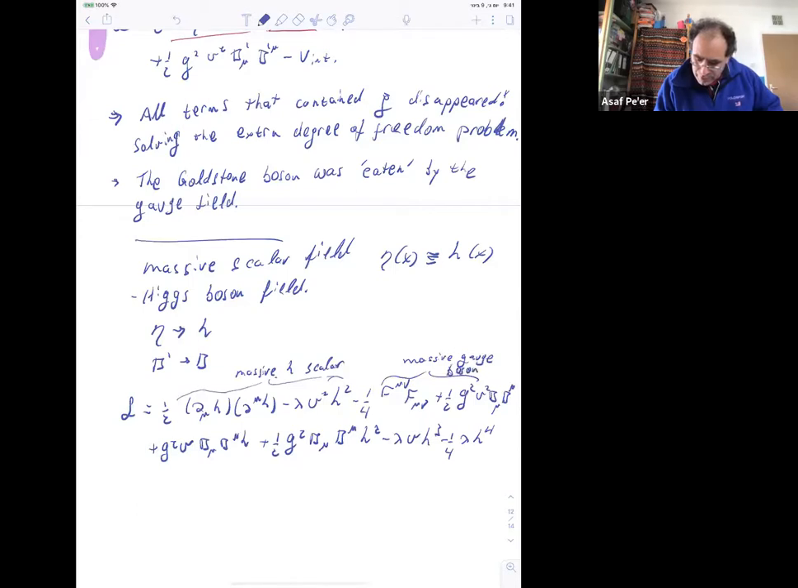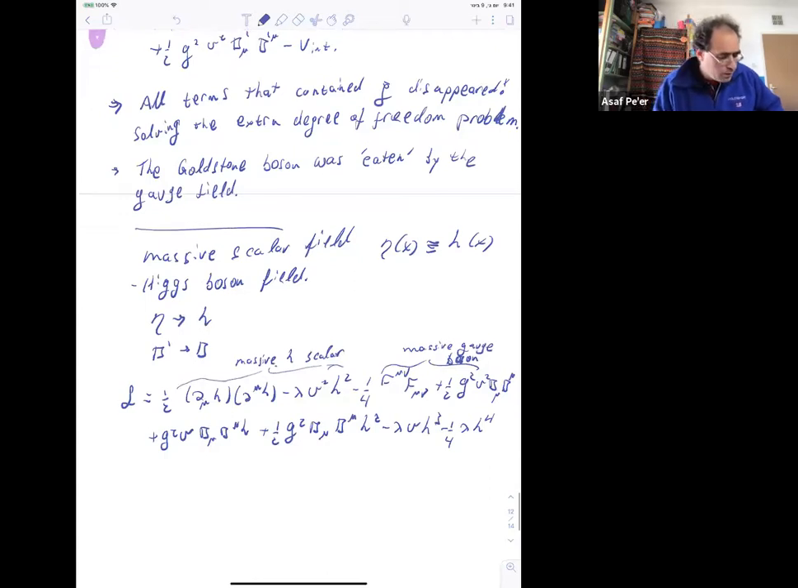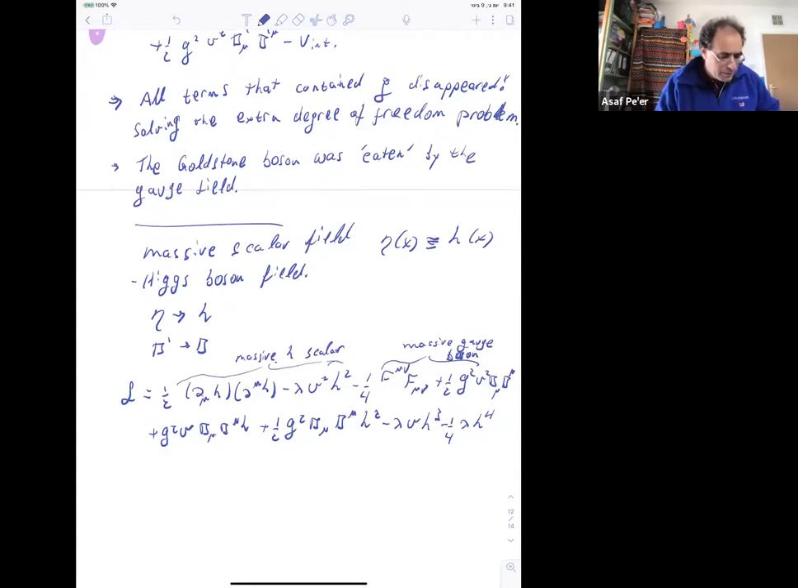So we get the gauge boson, which now does have a mass, which is what we wanted. These ones are interactions between the Higgs field and the gauge boson. And this is the self-interaction of the Higgs with itself.